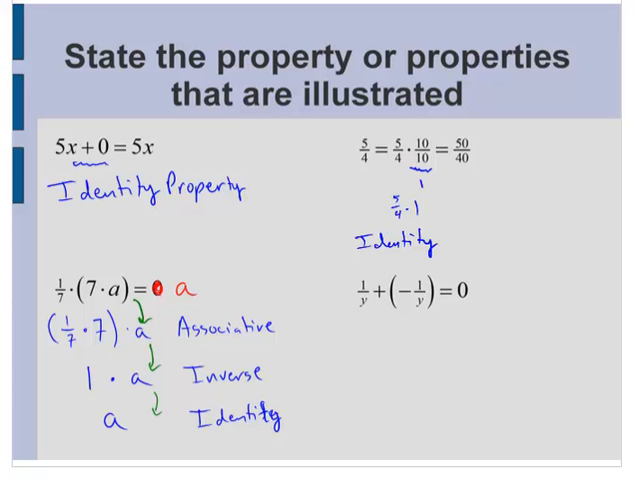So to go from 5/4 to 5/4 times 10 over 10, I'm using an identity property. And then to go from 5/4 times 10 over 10 to 50 over 40, that's not really a property, that's just our rule for multiplication of fractions.